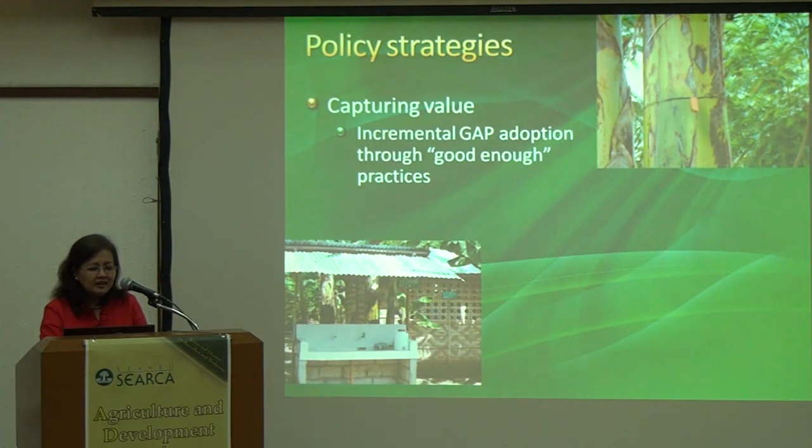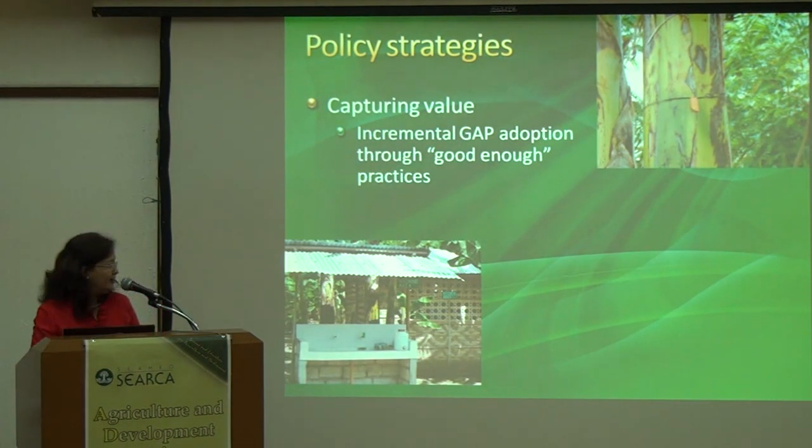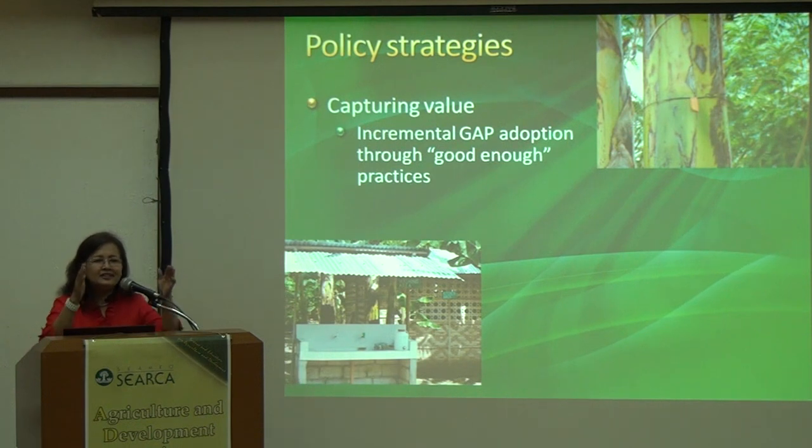This is a washing area made of scrap GI sheets and bamboo walls, bamboo mat. That's what they use for the wall. It's not really that expensive for them, because farmers have their own resources in the farm, and if they can use that, why not?